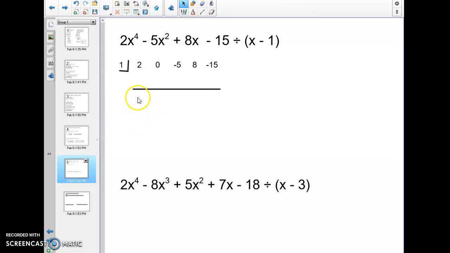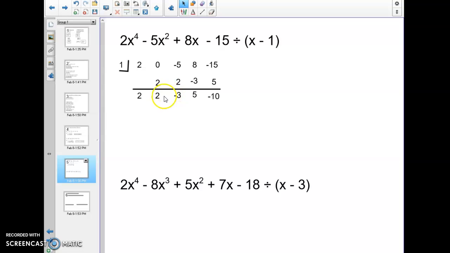So I drop that first term, and everything else is the same. 2 times 1 is 2. 0 plus 2 is 2. 2 times 1 is 2. -5 plus 2 is, excuse me, -3. Be very careful with your signs. That -3 matters. -3 times 1 is -3. 8 and -3 is 5. And 5 times 1 is 5. 5 and -15 is a -10. And then I write that answer down.